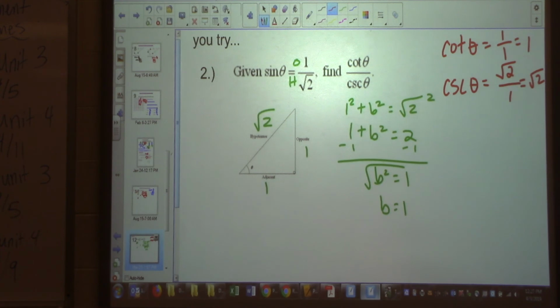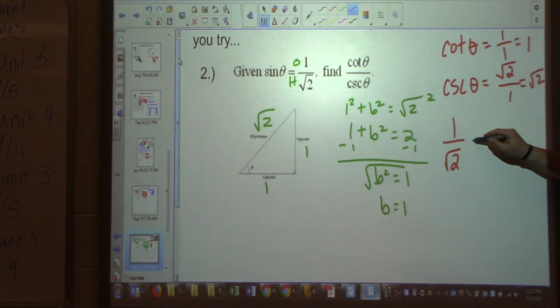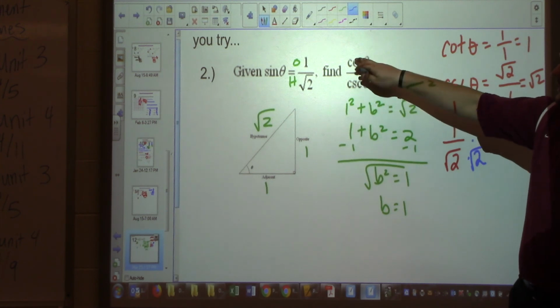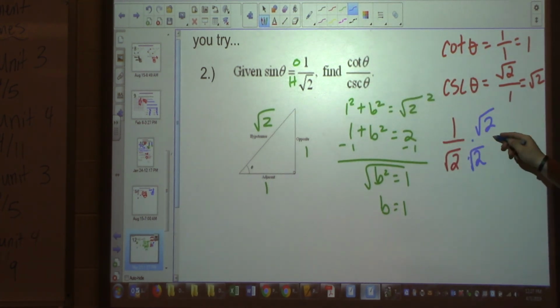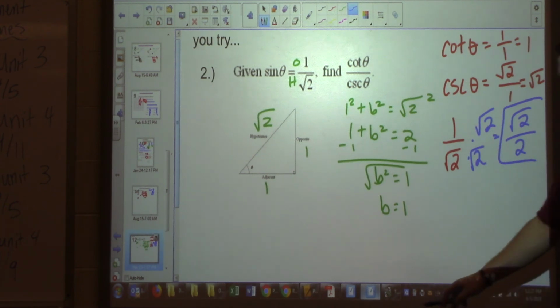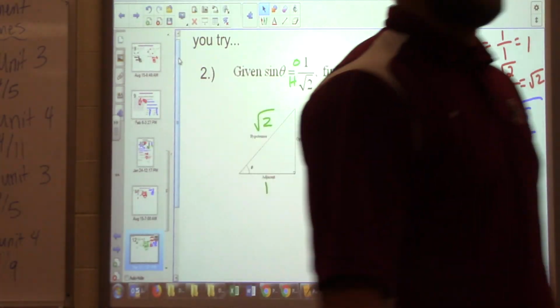So you can just do 1 over square root of 2, but then we have to rationalize it. Anna, how do we rationalize it? Multiply top and bottom by the square root of 2. Good. So, guys, find these separately, right? Find the cotangent, find the cosecant, and then put them over each other. We get square root of 2 over 2 is our final answer. Alright? Any questions? Oh, we cruised through that.